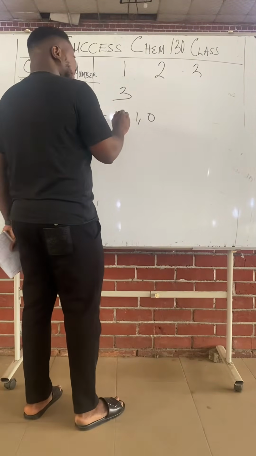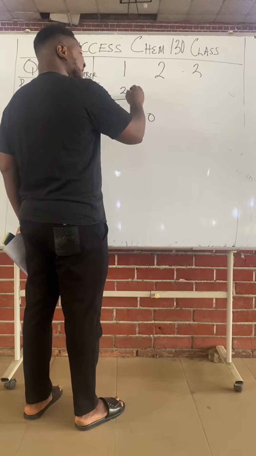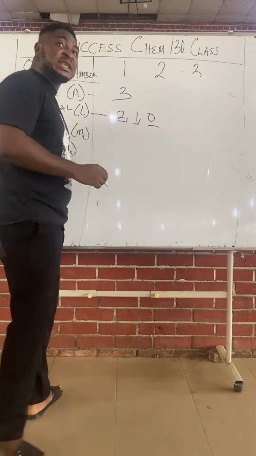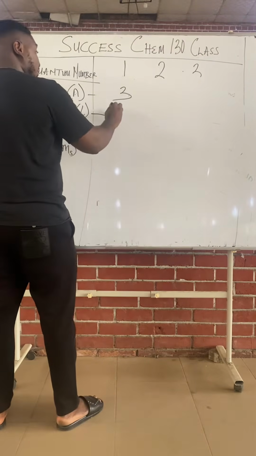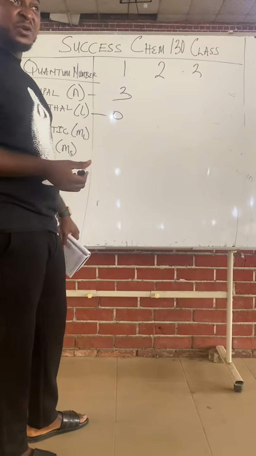At least one number less than 3 can go. If you are 2 numbers less than 3, you are still good. If you are even 3 numbers less than 3, you are still good. Class, the lowest possible azimuthal quantum number is 0. You cannot have a number less than 0 for azimuthal, class.